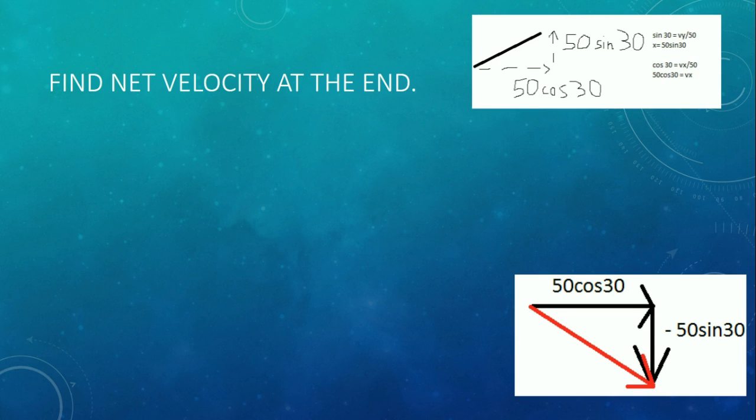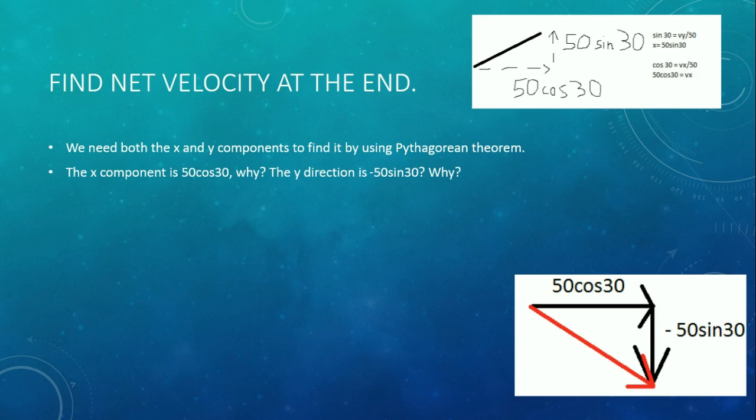And to incorporate what we just learned and putting it all back together, let's find the net velocity at the end of the trajectory. So we need both the x and y components to find the net velocity using Pythagorean theorem. X component is 50 cosine 30, which is the same as the beginning. And why is that? I'll tell you right after I read this.